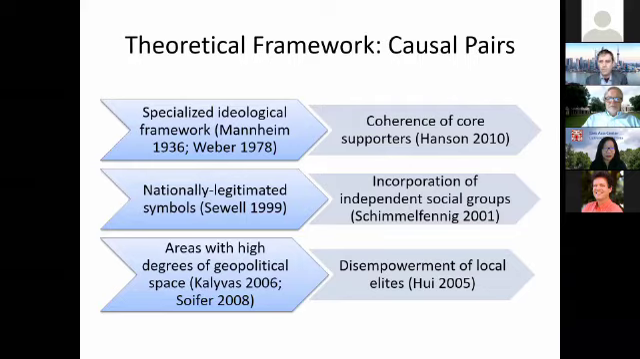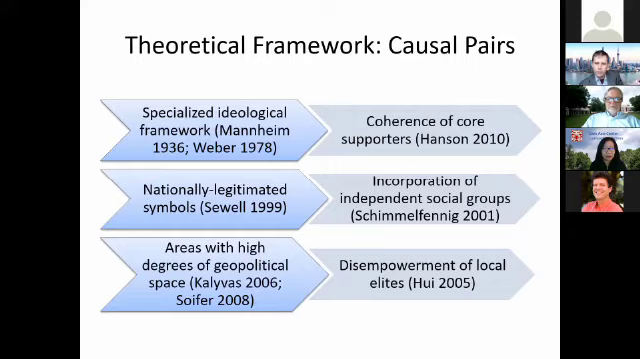It may or may not take the form of modern nationalism. And I find that if we look in previous pre-modern eras of history, we can identify various kinds of nationally legitimated symbols. And unifiers can use these kinds of symbols to incorporate social groups outside their reunification campaign. In other words, we're talking about groups distinct from their core supporters.